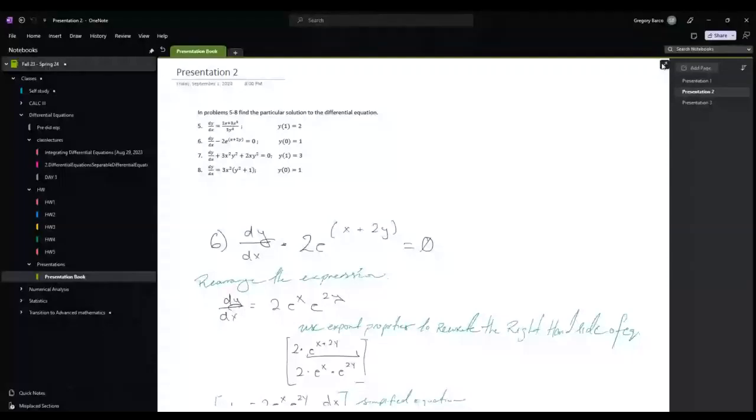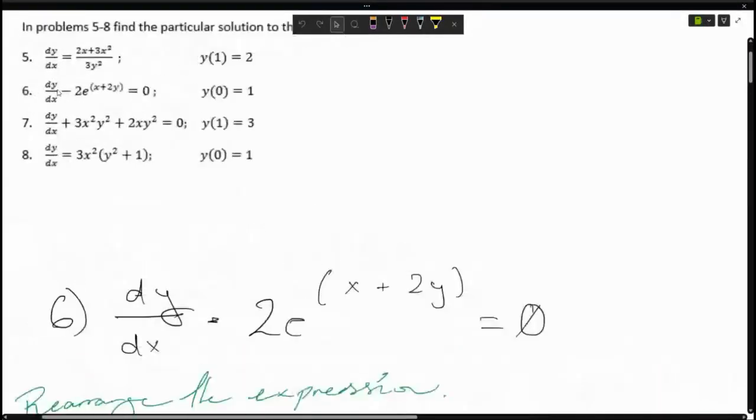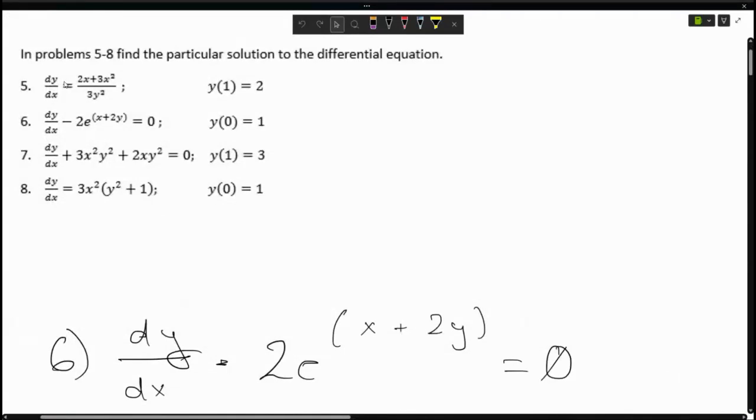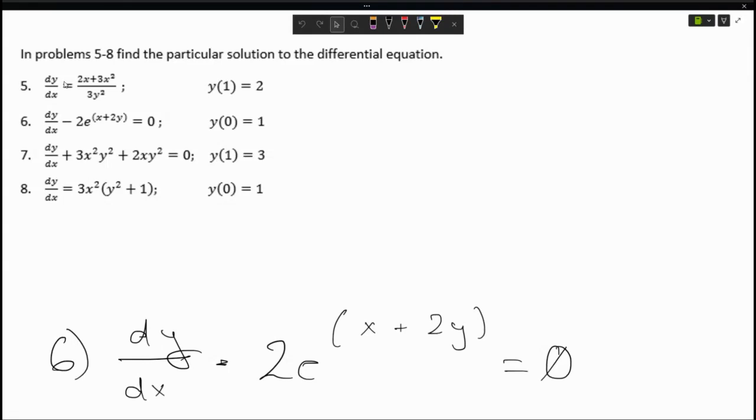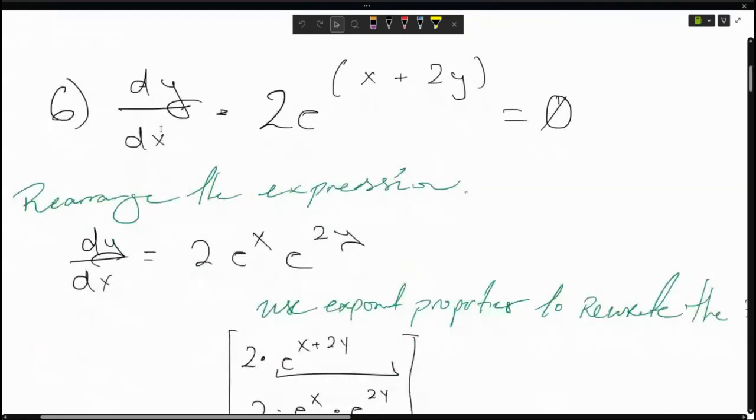Okay, I'll share my screen. Okay, here, right? Question 6. So what did you do? I would like to know how you did it. I did dy dx, and then I moved the 2e to the power x over 2y to the right-hand side. And then I integrated both sides.